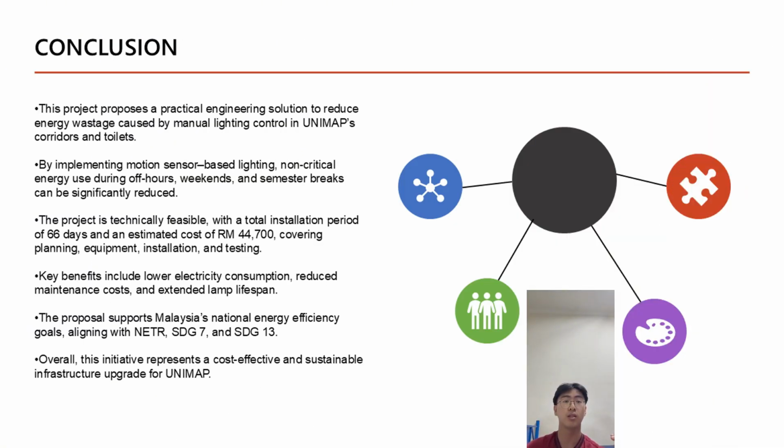In conclusion, this project proposes installing motion sensors in corridors and toilets at Unimap's laboratory and office buildings to reduce energy waste from manual lighting. By using occupancy-based control, unnecessary lighting during after hours, weekends, and semester breaks can be eliminated. This installation will take 66 days, from 2nd January to 7 April 2026, with an estimated cost of 44.7 thousand. Overall, this project helps Unimap save costs, reduce electricity consumption, and support Malaysia's energy efficiency goals and the Sustainable Development Goals.